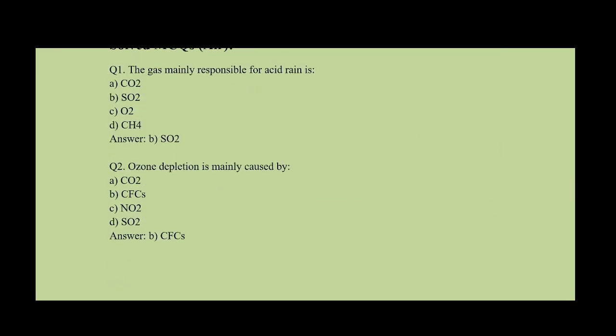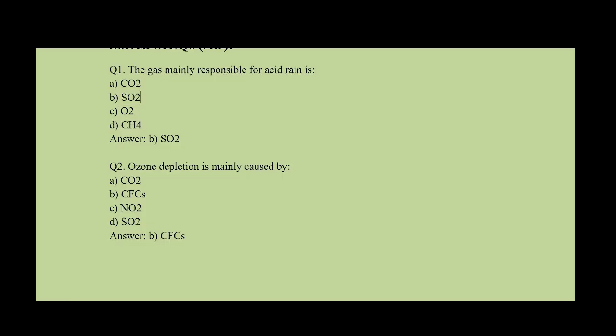Now let's move on to the MCQs. The first MCQ states that the gas mainly responsible for acid rain is carbon dioxide, sulfur oxide, oxygen's diatomic molecule, or methane. So the correct option will be sulfur oxide.